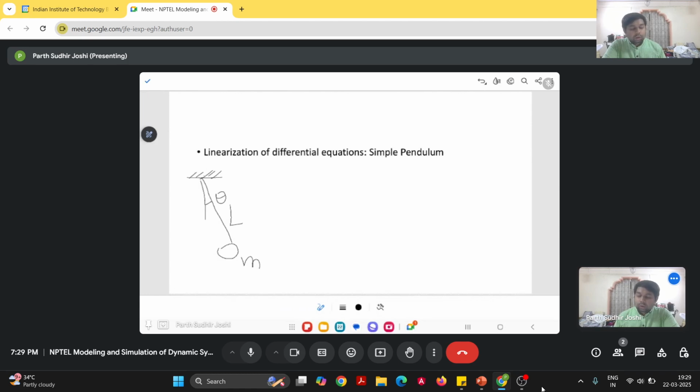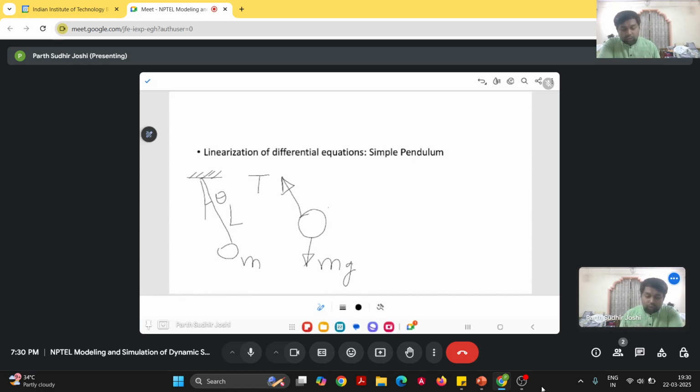Now let us first derive the basic differential equation for the simple pendulum. For that we have to apply Newton's second law of motion. Let us first draw the free body diagram of this pendulum. The forces acting on it are firstly the weight of the pendulum bob, mg, and then a tension force because of the string or the rod. If we neglect air resistance, these are the only two forces acting on the simple pendulum.